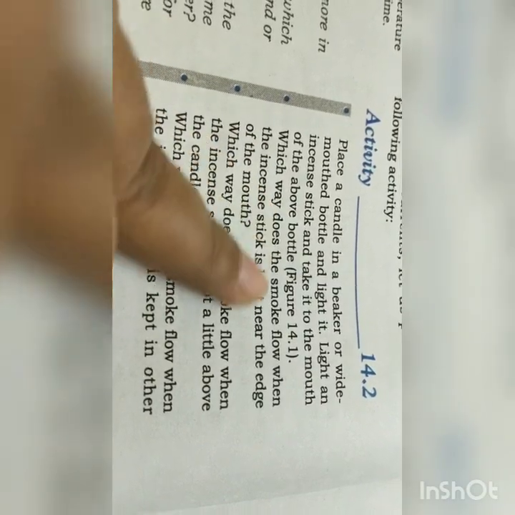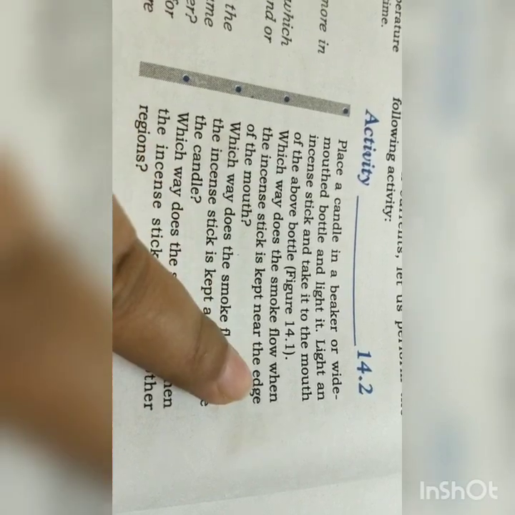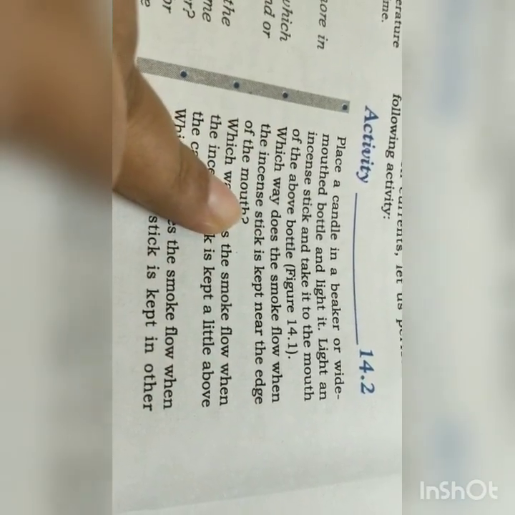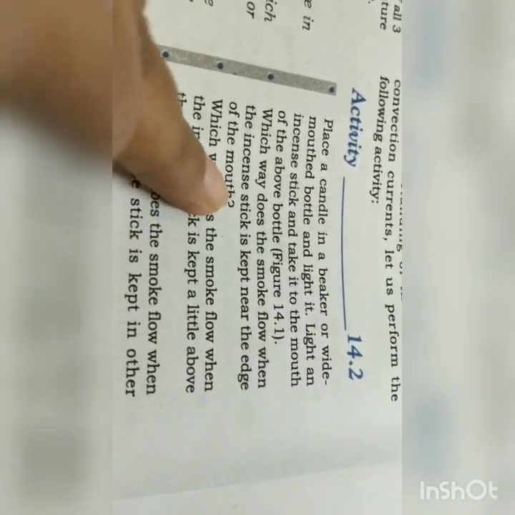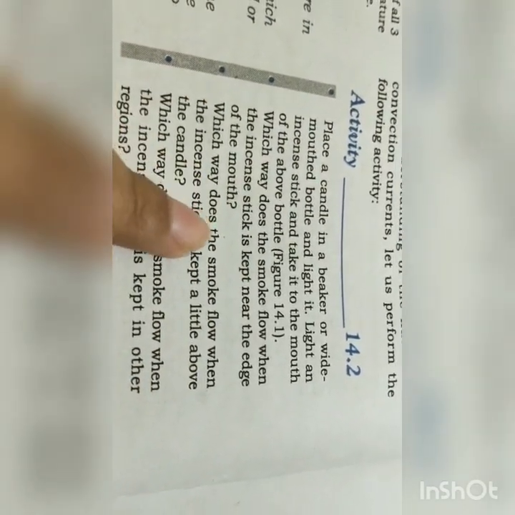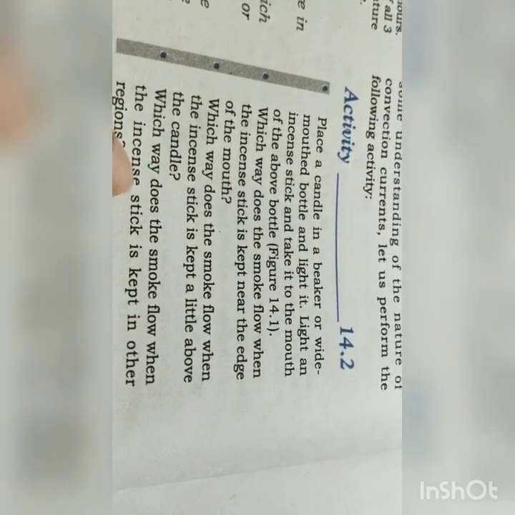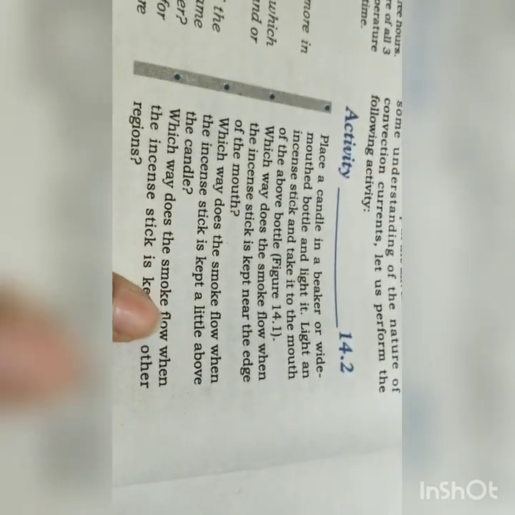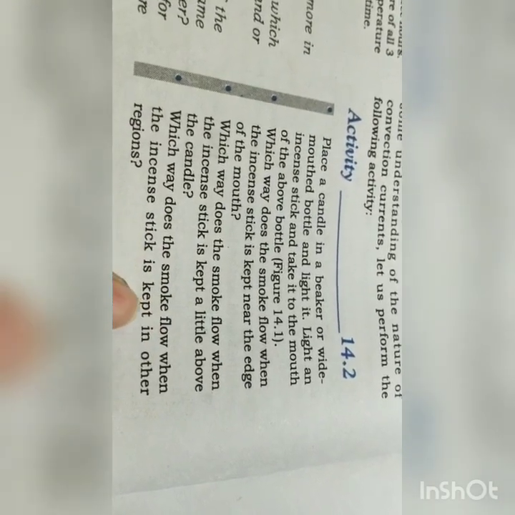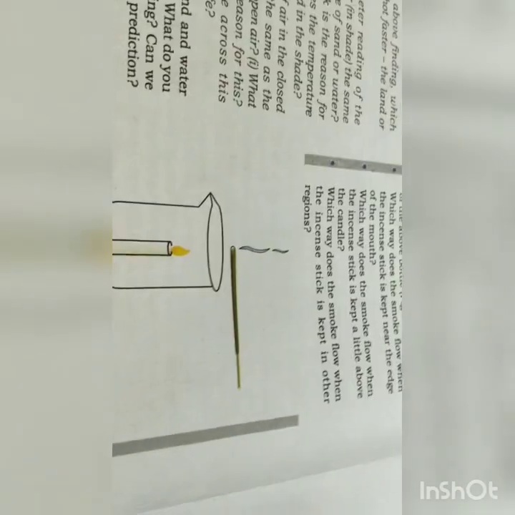Which way does the smoke flow when the incense stick is kept near the edge of the mouth? You will notice in which way the smoke flows. Which way does the smoke flow when the incense stick is kept a little above the candle? Which way does the smoke flow when the incense stick is kept in other regions? So you have to do this activity to know more about convection currents.